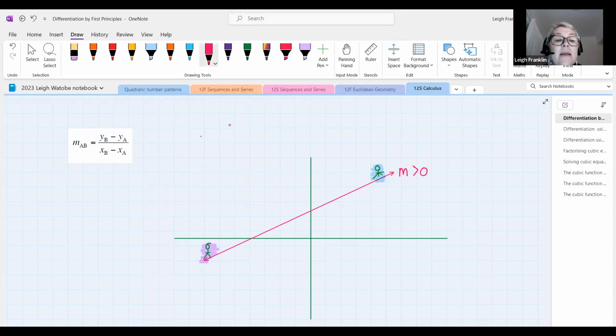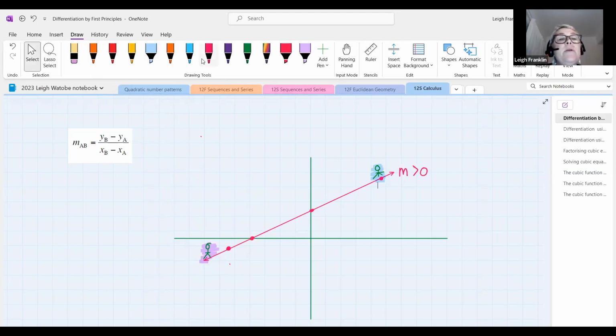So if I wanted to measure the gradient over here, or there, or at the end over here, the gradient is exactly the same because it's a straight line. So for all straight lines, your gradient is constant. But it's different on curves.